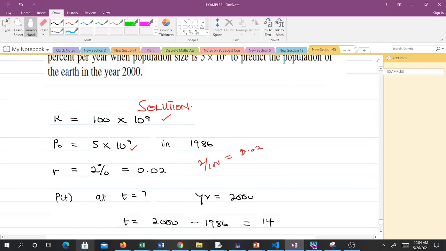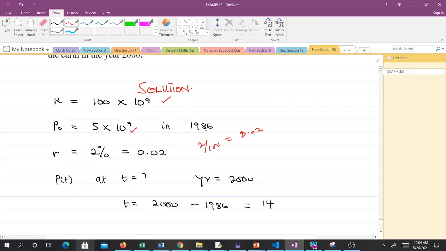So you can see that the initial population was given in the year 1986, and we are finding the population in the year 2000. So the time difference would be 2000 minus 1986, which is 14. So that means if this is P naught, then we are finding P of 14. After 14 years from 1986, which will be 2000, what will be the population? I hope you get it. So we are finding the population at t equals 14.